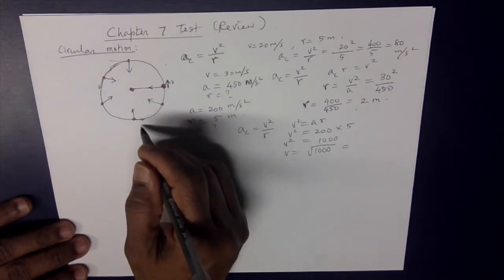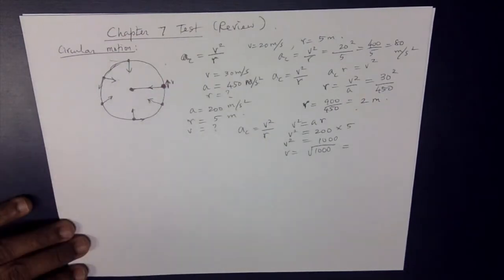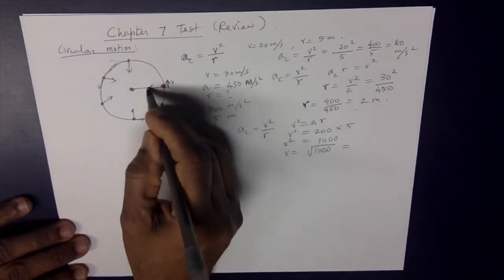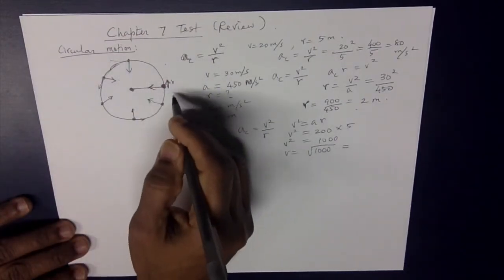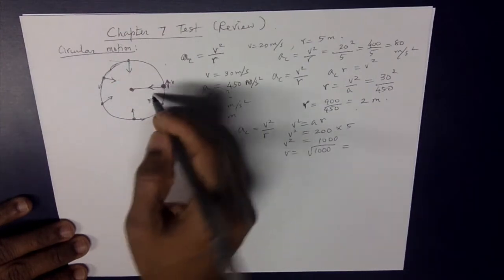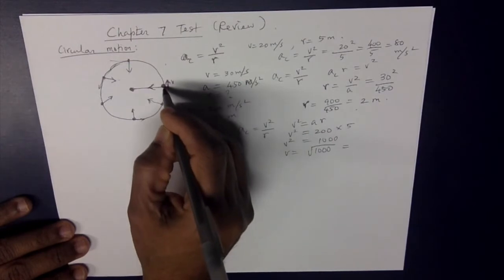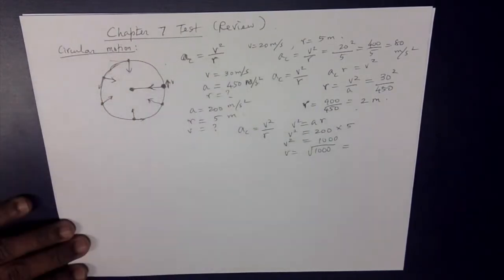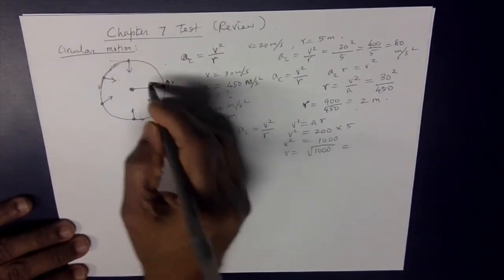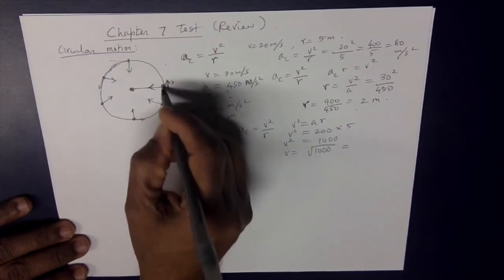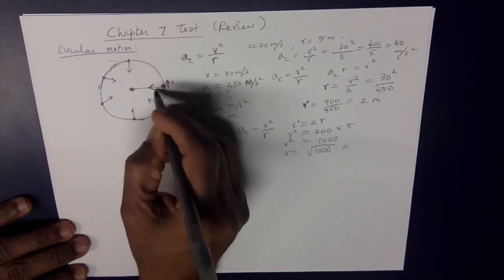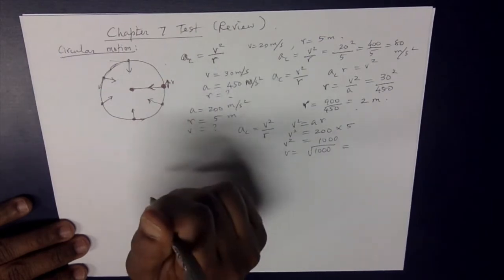And what provides this acceleration is supposed to be a centripetal force. A centripetal force is needed towards the center in order to make this object go with changing velocities. Now, what provides it? In this case, suppose it's a stone tied to a string, so the tension in the string will provide the centripetal force.